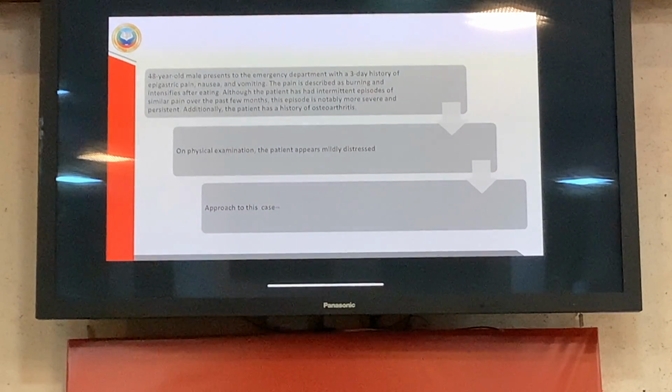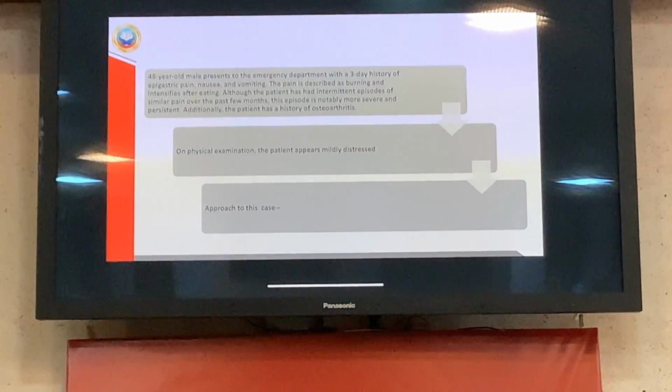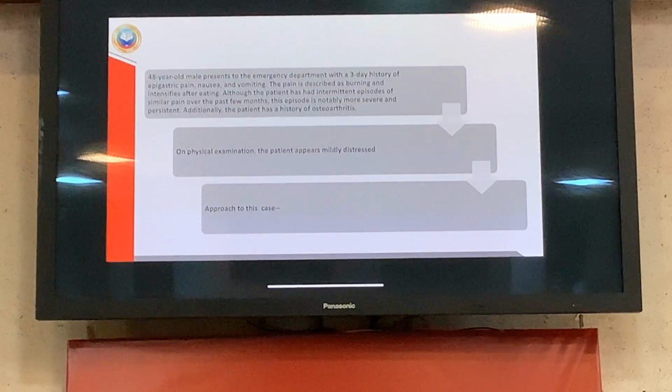A 40-year-old male presents to the emergency department with a history of gastric pain, nausea, and vomiting. The pain is described as burning in nature and intensified after eating. Although the patient has had intermittent episodes of similar pain over the past few months, the episode is now notably more severe and persistent, and the patient has a history of osteoarthritis. On physical examination, the patient appeared mildly distressed. The approach to this case we will discuss at the end of the lecture.